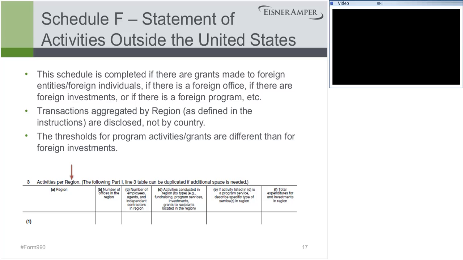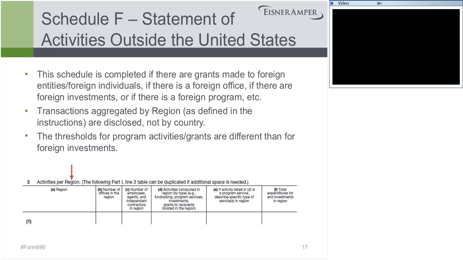But just so you know, you're never going to see a real address. You're always going to see the regions, and the regions' names may sound a little strange, but you're predetermined regions. What goes in here is not only if you're doing a foreign program, but it could be that you sent a grant to a foreign organization, or it could be that you have an investment in a foreign country. So those are typically the three things that you would see.